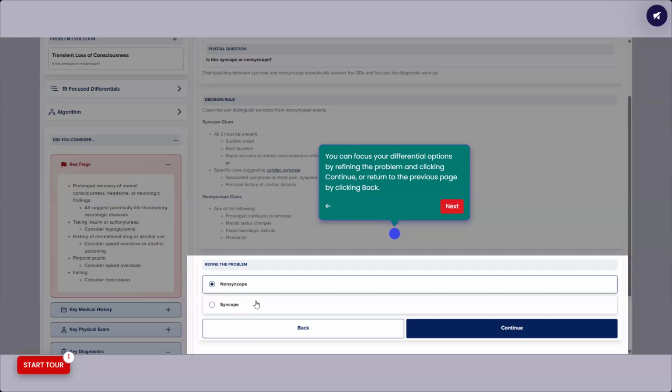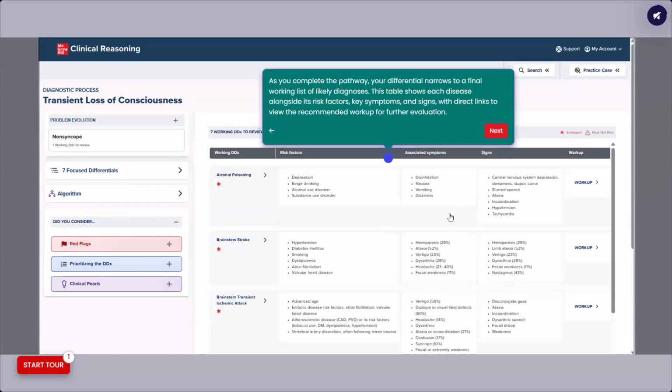Once I make the decision and click continue, I will have a refined number or list of working differential diagnoses. So now I'm looking at 7 instead of 19. And for each of these 7 possible diagnoses, I have all the details.